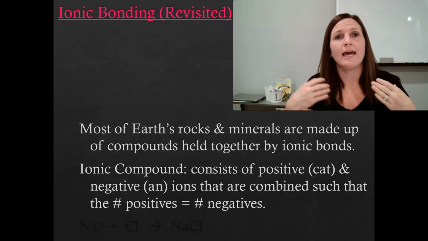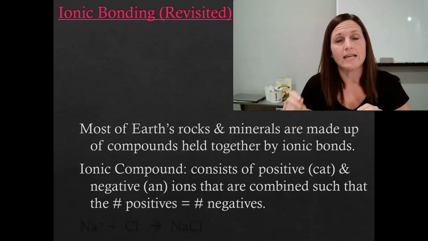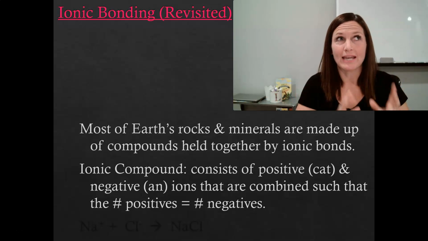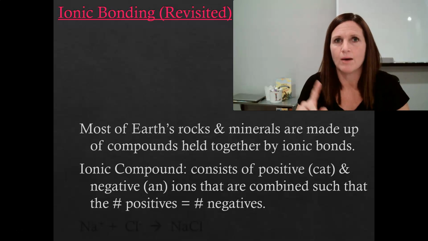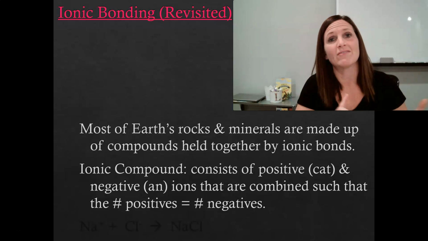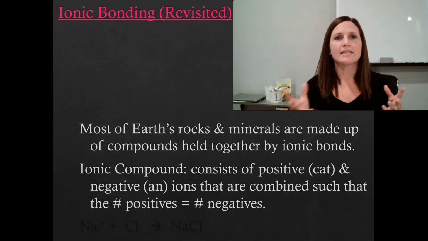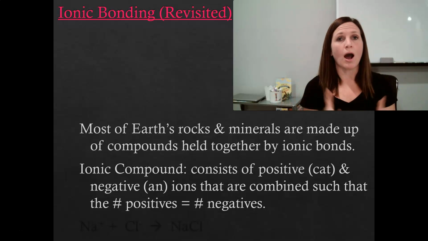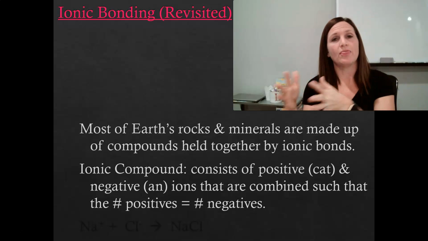This is when we've seen an atom that gains or loses an electron to form either a positive cation. So remember, cations have lost electrons because electrons are negative. So if you lose negative, you become positive. So cations are positive, and then we have our anions, which are negative. They have gained electrons, and those cations and anions then interact together, and the positives attract the negatives. Remember, opposite charges attract, like charges repel each other. The positive and negative attract each other in such a way that the positives equal the negatives.